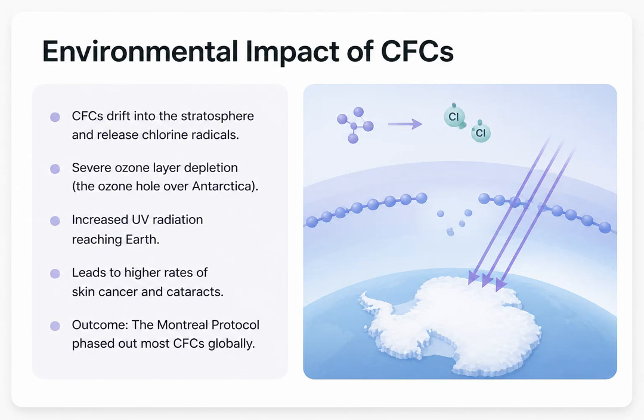The fatal flaw of CFCs was discovered later: their impact on the upper atmosphere. Because they are so stable, CFCs drift all the way up into the stratosphere. There, intense solar radiation breaks them apart, releasing highly reactive chlorine radicals. These radicals catalyze the destruction of ozone molecules, leading to severe ozone layer depletion, famously creating the ozone hole over Antarctica. This allowed dangerous UV radiation to reach Earth, increasing skin cancer rates, which ultimately led to the Montreal Protocol, a global agreement that successfully phased out CFCs.